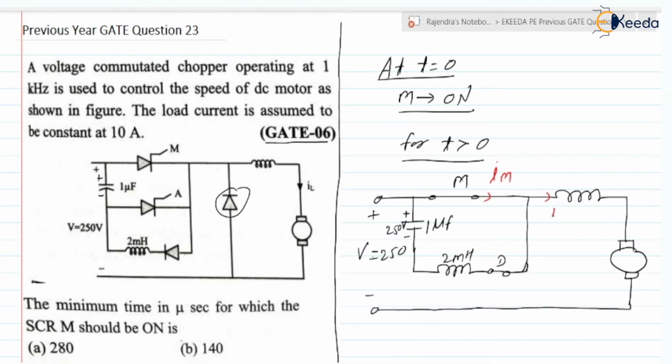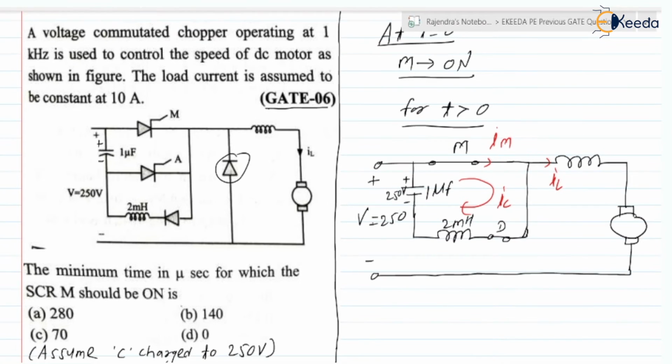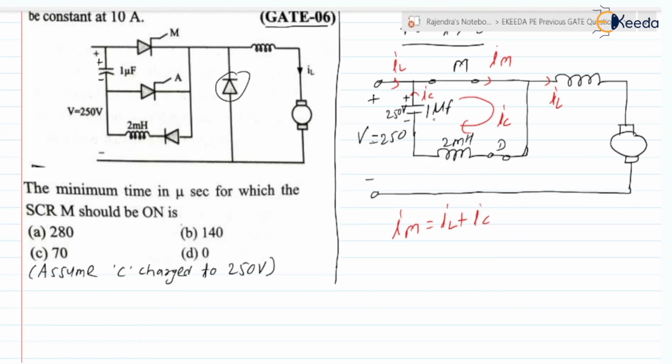This is equal to what? The IL, the current flowing through the load, plus the discharging current of the capacitor. So can we write Im is equal to IC plus IL? If this is IL, definitely it should be IL, and this is IC here. So we can write Im is equal to IL plus IC. After t equal to 0, the capacitor starts discharging.